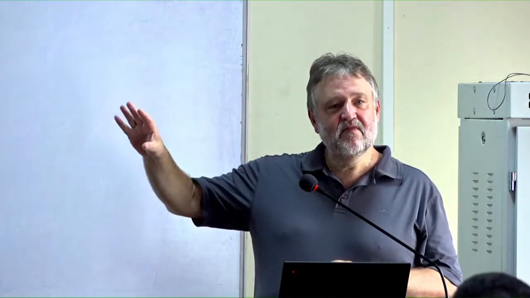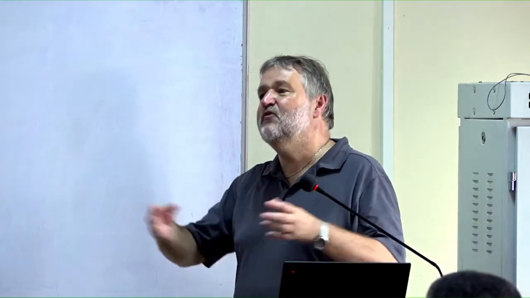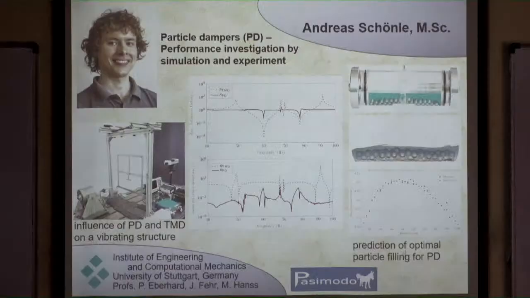Now what can we do? If you know the frequency, then you can make a tuned mass damper. But what happens if the frequency is changing all the time? Or if you have many frequencies in your system, what can you do there? Particle dampers are a very nice way of doing this. The concept is simple. You take a container, you fill in particles, and you clamp it to the structure you want to damp. And if you did everything right, the vibrations will go down.